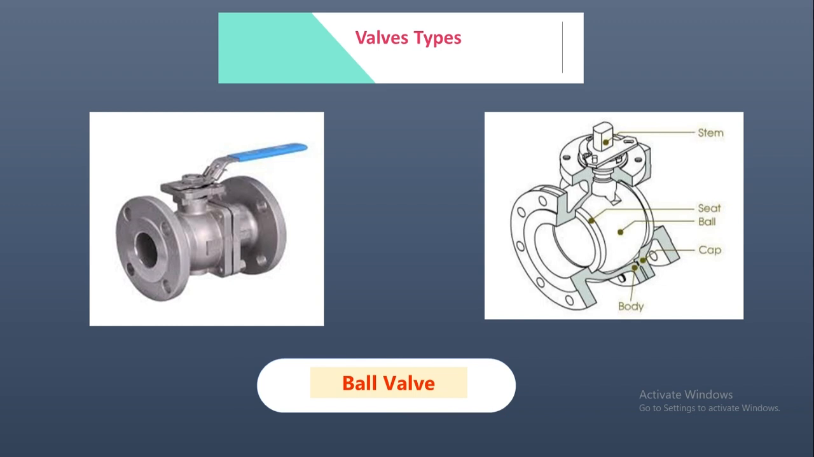The disadvantage of ball valves is that they have poor throttling characteristics, and if used in a throttling position, the partially exposed seat rapidly erodes because of the high velocity of flow.